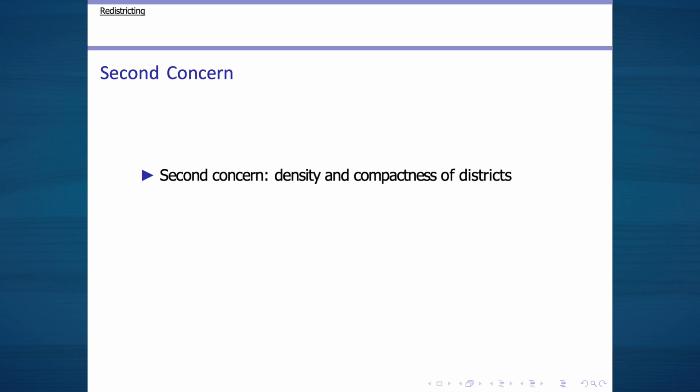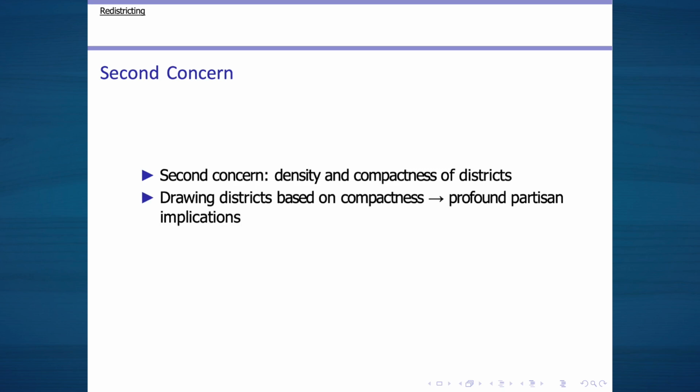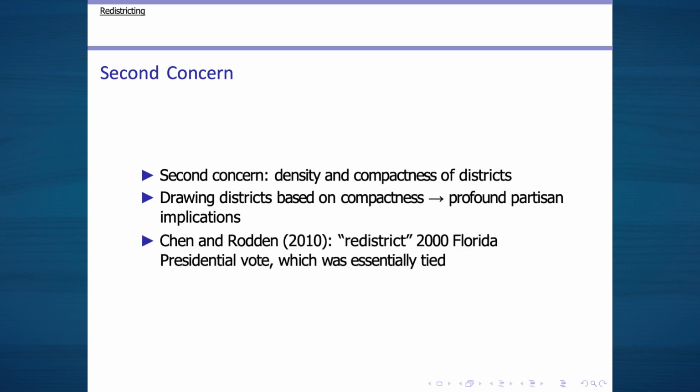So another concern, and Dr. Gressman mentioned this, relates to density and compactness. Now, drawing districts based on compactness may seem like a neutral, and it is on its face ostensibly a politically neutral criterion to use, but it actually has profound partisan consequences. So two political scientists engaged in a really interesting exercise. You may remember that the 2000 Florida presidential election was decided by 537 votes. So it was razor tight in a state with millions and millions of voters. So it was essentially tied.